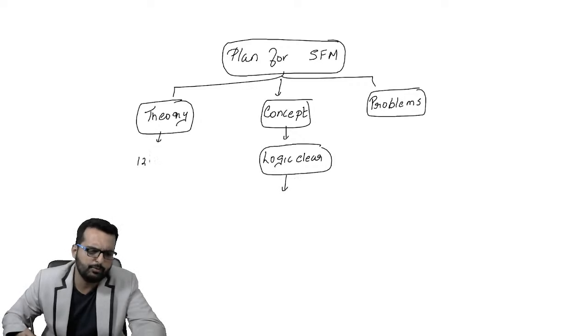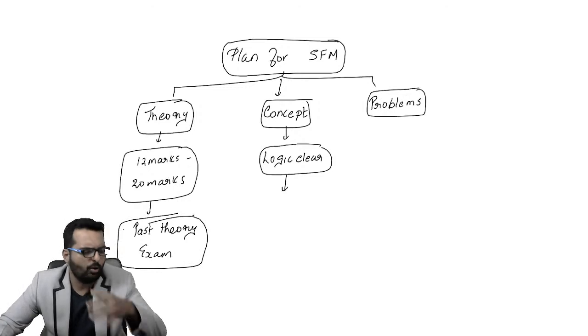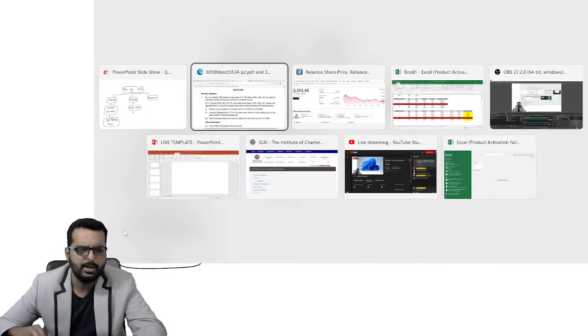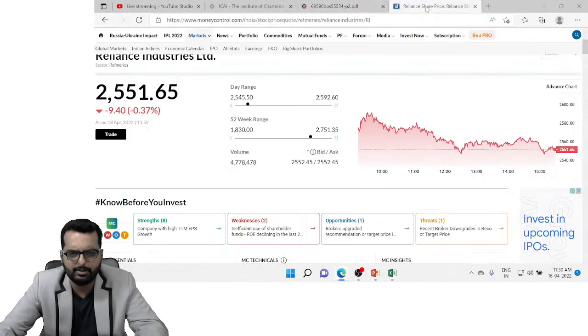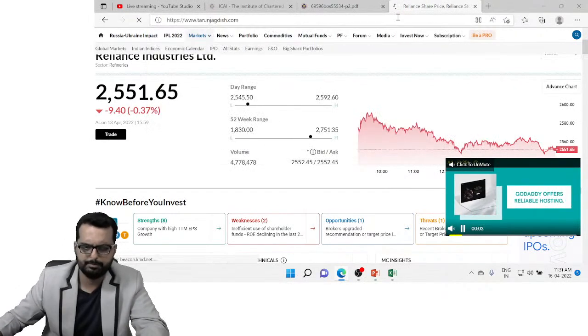You have theory coming from 12 marks to 20 marks in the examination. For this theory, normally what they ask is from the past theory exam questions, or from the study material. I have already covered the past study material theory part in my regular classes, and I believe I have shared the PPTs also with all of you. Apart from that, also try going through the past exam theory. Now, the past exam theory is available on my website. You can just visit my website over here, tarunjagdish.com.